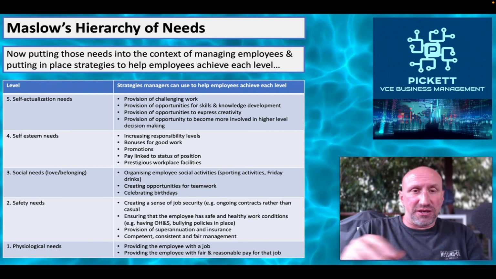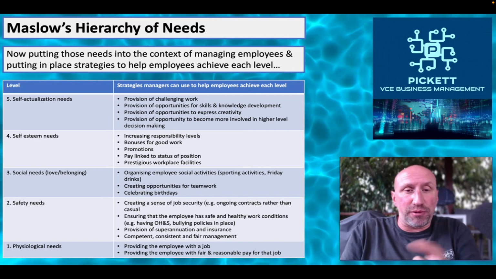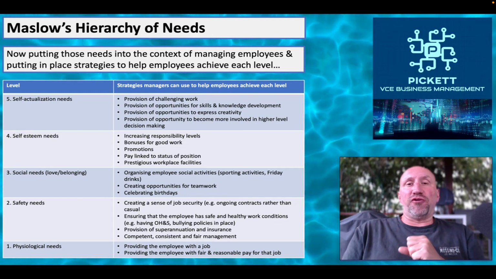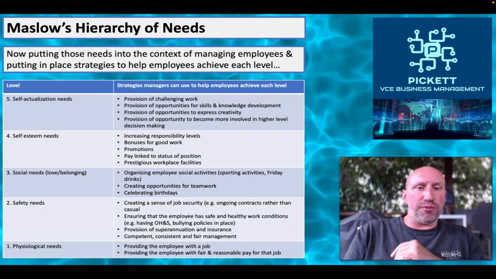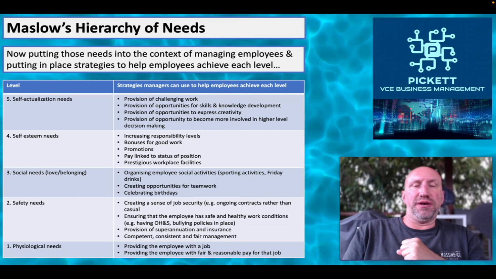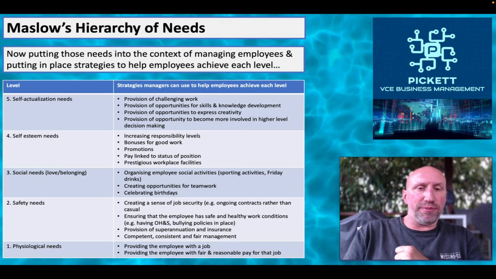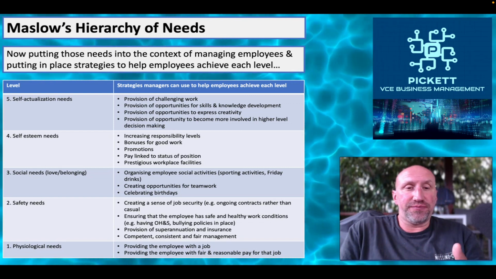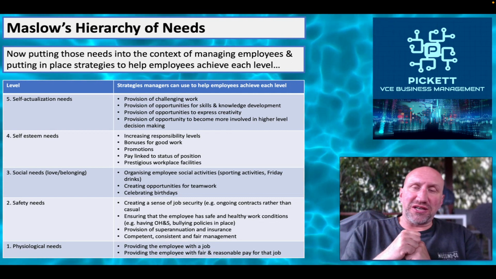So now the business can put some of these strategies in place. Increase the responsibility levels of that employee. Maybe providing bonuses. We go back to performance related pay, something we'll look at in the next key knowledge dot point. Offering promotions, pay linked to status of position in the workplace, having maybe prestigious workplace facilities, that sort of thing. Then at the top, we come to self-actualization.